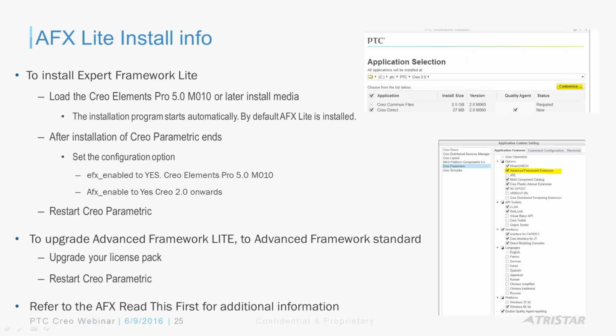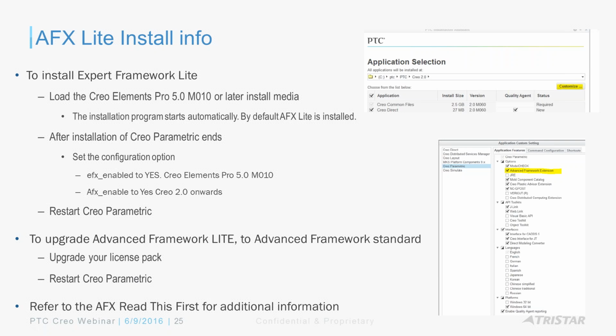And then the config.pro option here, EFX enabled or AFX enabled. You want to set that to yes, and then restart Creo. It requires a restart once you turn on that config option. And then when you go into assembly mode, you have the option to start creating using AFX Lite. You have additional information, and read this first.